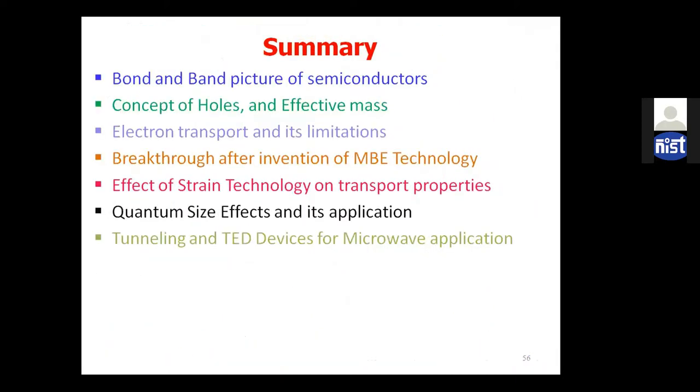So just a recap: we started with nanotechnology terminology, we proceeded with the band and bond picture, then the concept of hole, effective mass, carrier concentration. Then we also discussed some transport properties, where we discussed mobility and its limitations, then the effect of strain, the quantum size effect, tunneling, their applications, and finally we gave a result on the graphene AGNR RTD structure. So thank you.